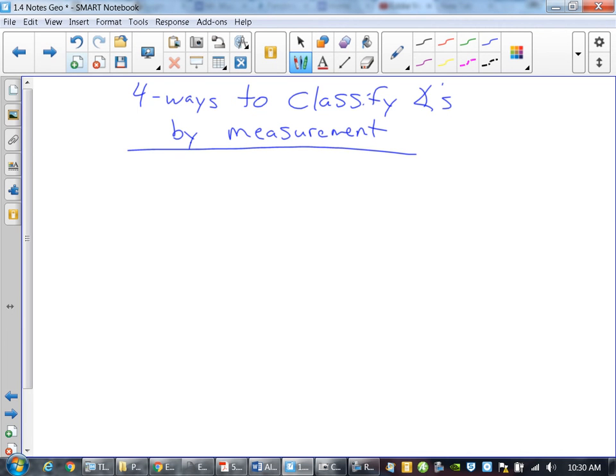There are 4 ways to classify your angles by their measurements. Now, I know that you have all done this. This is absolutely not new. What I'm basically asking you here is, what are the 4 types of angles? First of all, how do you measure angles? Do you remember?